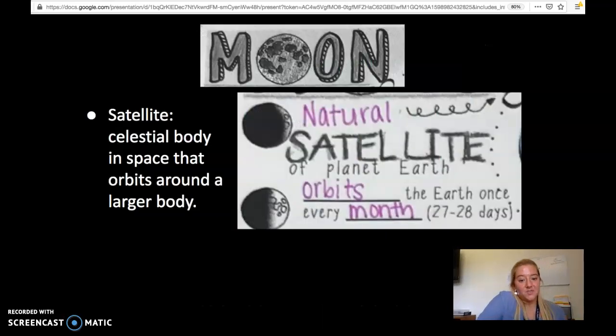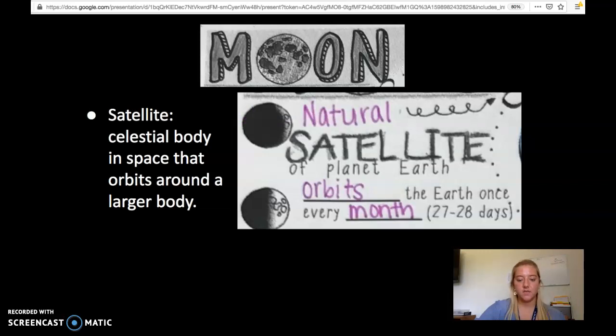We're starting with the moon. So the moon is a natural satellite of planet Earth. A satellite is a celestial body in space that orbits around a larger body. So the moon is one example of that. The moon will orbit the Earth once every month, so it makes a complete revolution around the Earth every 27 to 28 days, right? That's how we get the moon phases. Actually, we get the moon phases from the revolution of it around the sun as well.